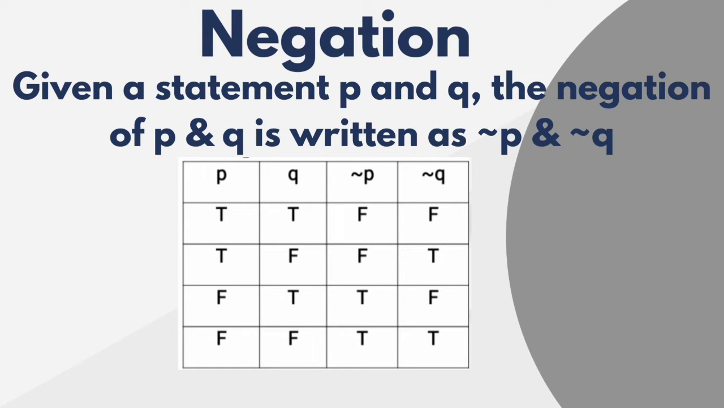P is the first column. P is true, true, false, false, and Q is true, false, true, false. Negation of P is false, false, true, true, and negation of Q is false, true, false, true. That is negation.